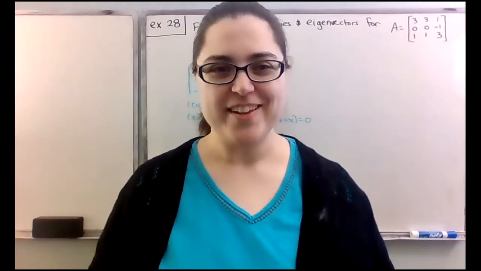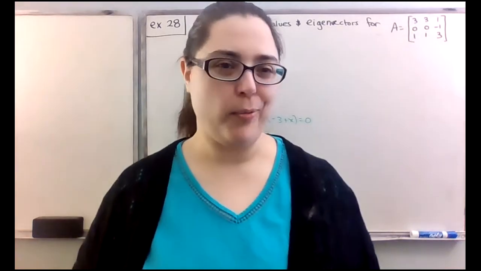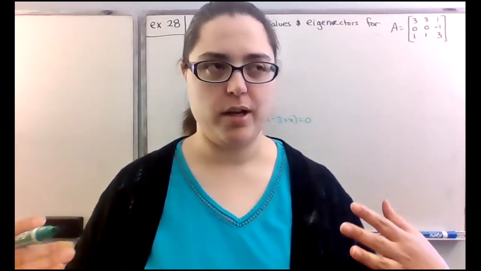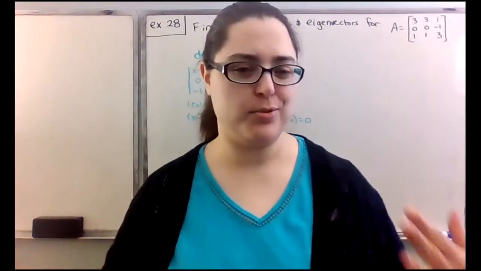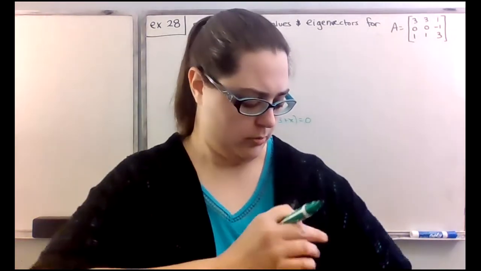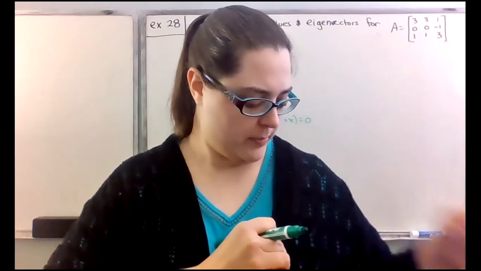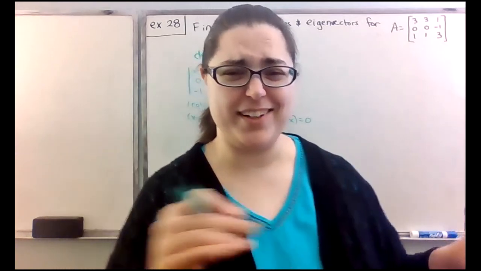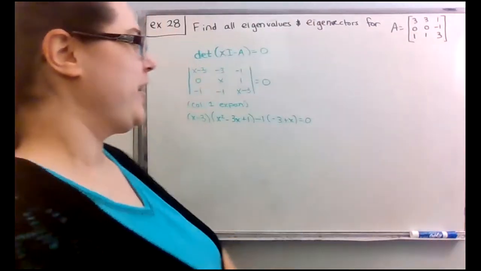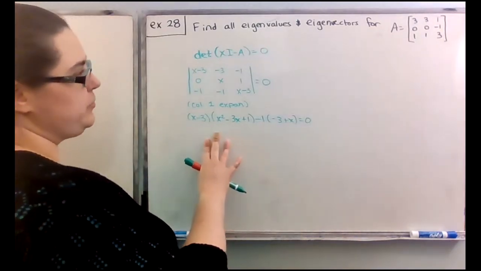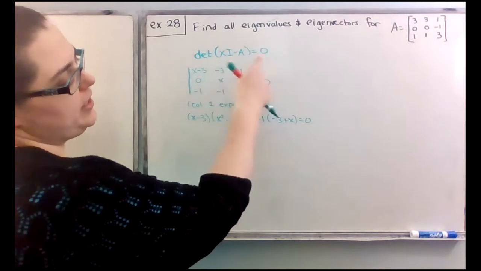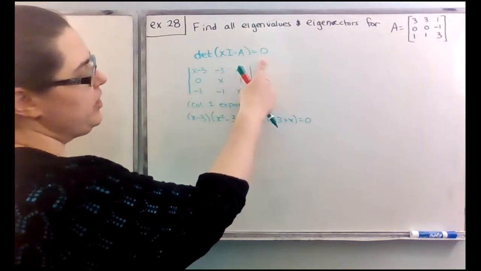Alrighty, how did you do? I decided to stop partway through because I wanted to show you a nice way to solve this equation without having to rely on a calculator or any fancy trickery. Well, we do have to do a little trickery. I did my determinant of xI minus A equals 0. That's our initial setup.